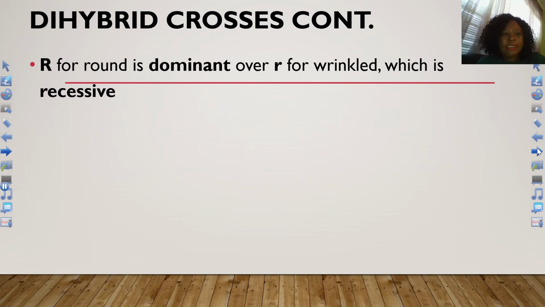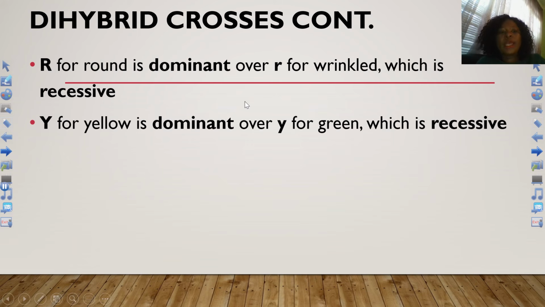So just in summary, the characteristics, so that we can also find a way of summarizing the genotypes and the phenotypes that we get in the dihybrid cross. We said that R is dominant, which is round shape, so we use a capital R. And then for wrinkled seeds, we use a small r because wrinkled is recessive. And then also for the color of the seeds, yellow is dominant, so we use a capital Y, and green is recessive, we use a small letter y.